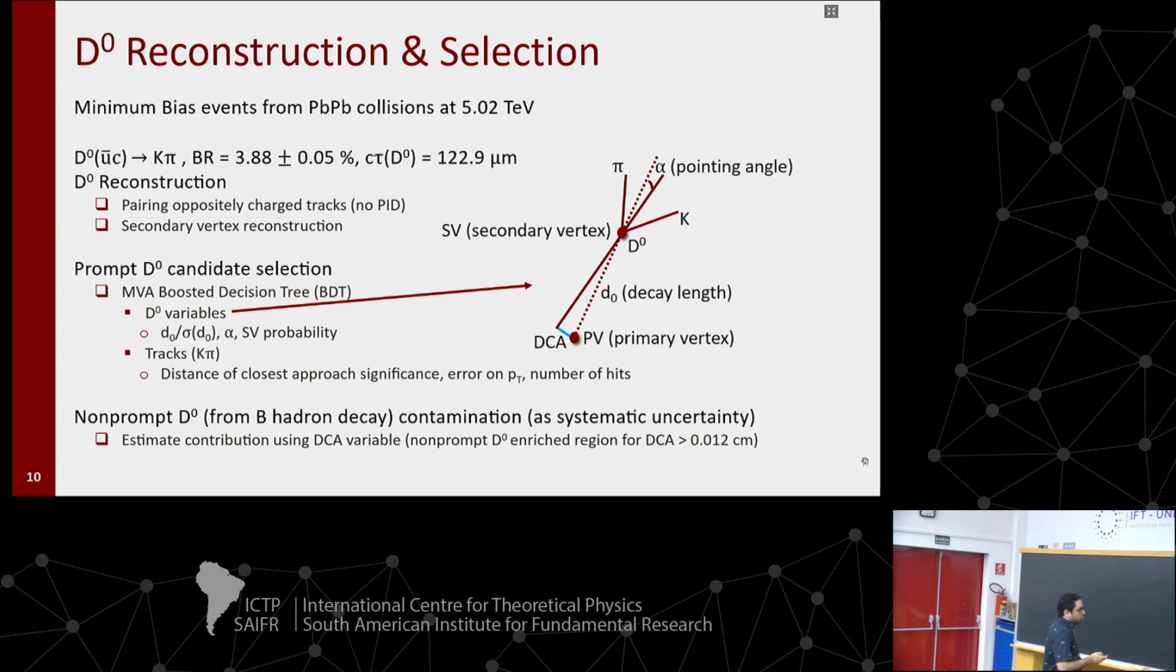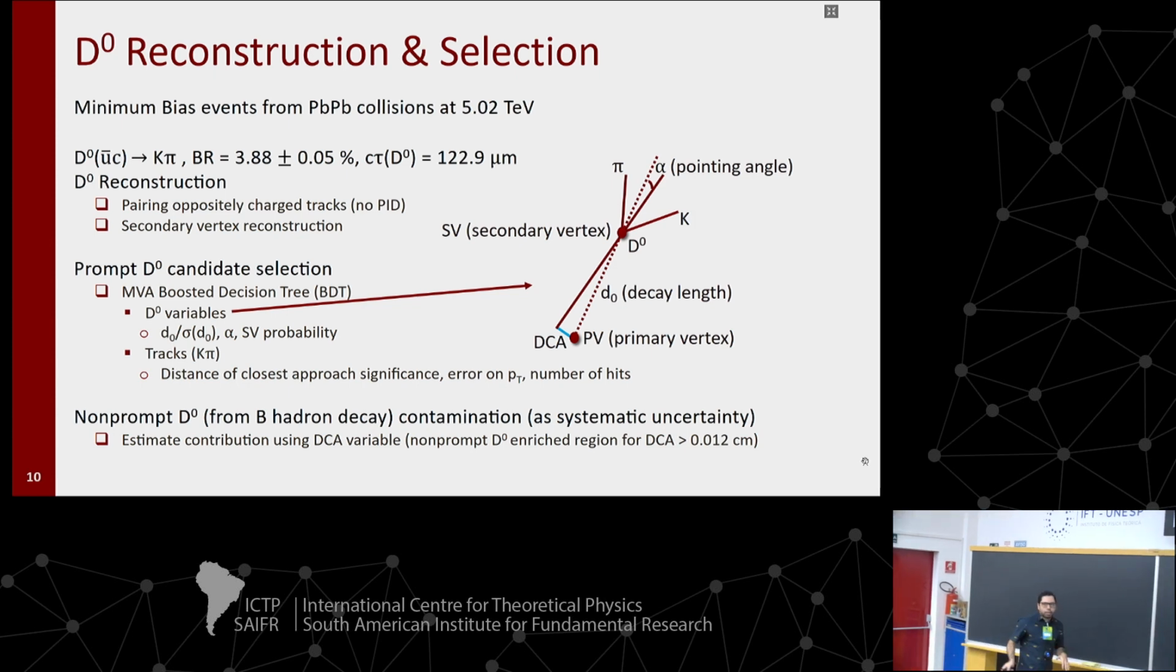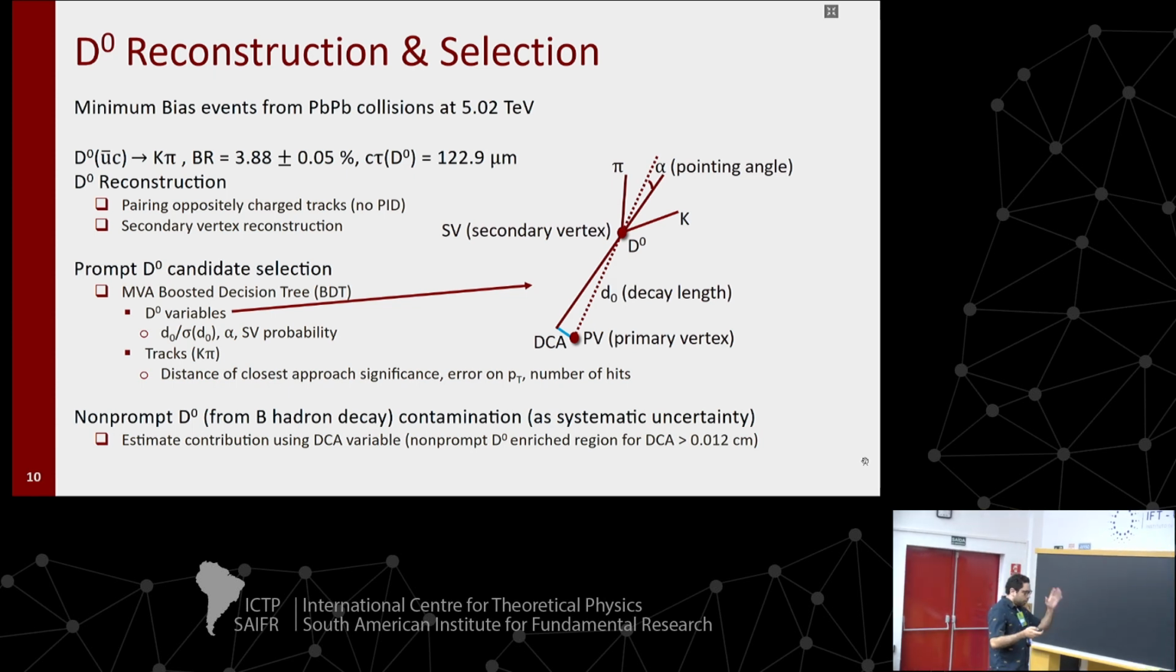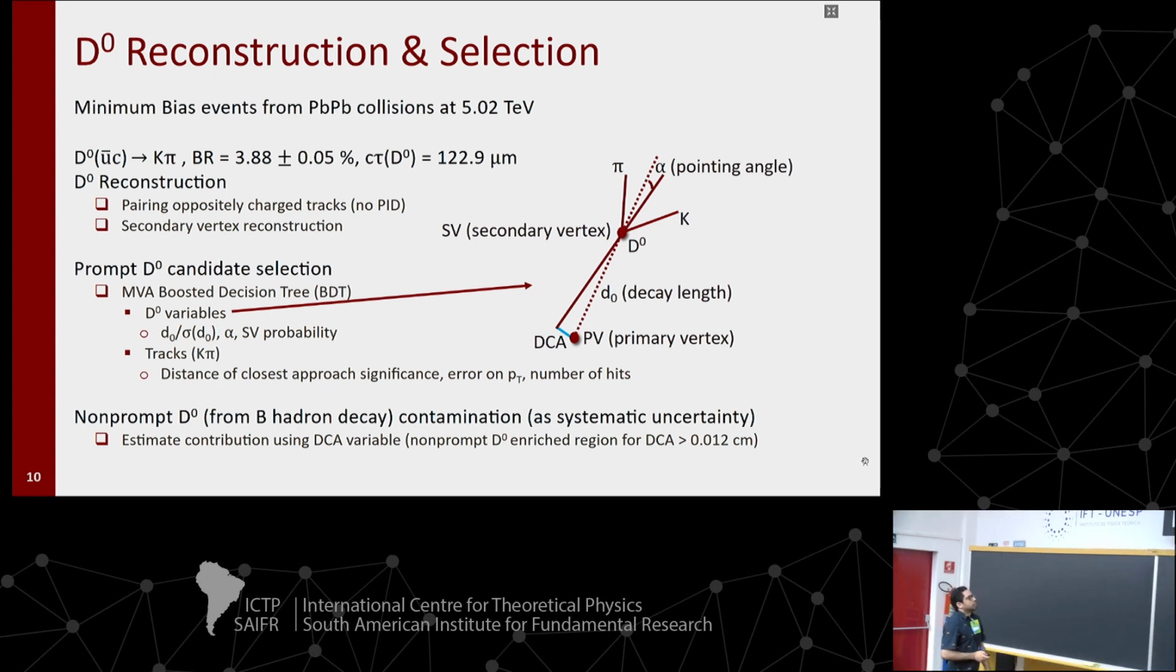Okay? So this is one important thing: our measurement is for prompt D0. Non-prompt, from, for example, B hadrons, we use as a systematic uncertainty. Okay, we now have a measurement of the VNs for non-prompt. That's quite new from CMS. But here I will just talk about prompt D0s.